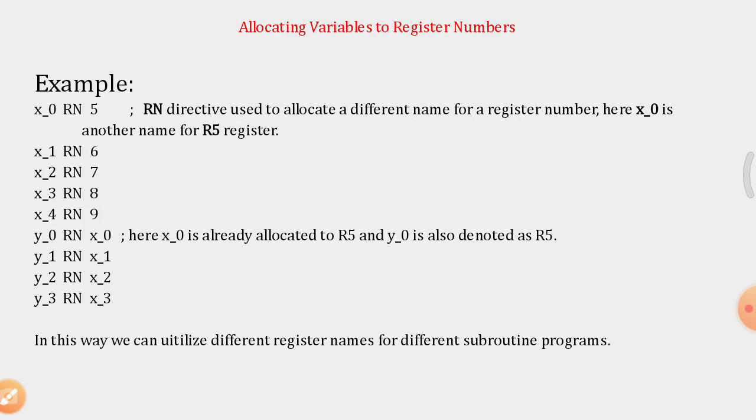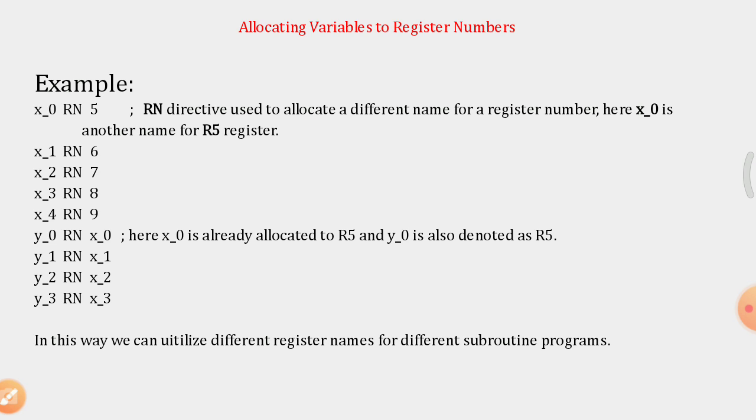Here, allocating variables to register numbers. In the example we have written x underscore 0 RN space 5. Here x underscore 0 is a name, a label. RN is a directive for renaming the register number 5. 5 is the number of a register, R5. So the RN directive is used to allocate a different name for a register number. So here x0 is another name for the R5 register.